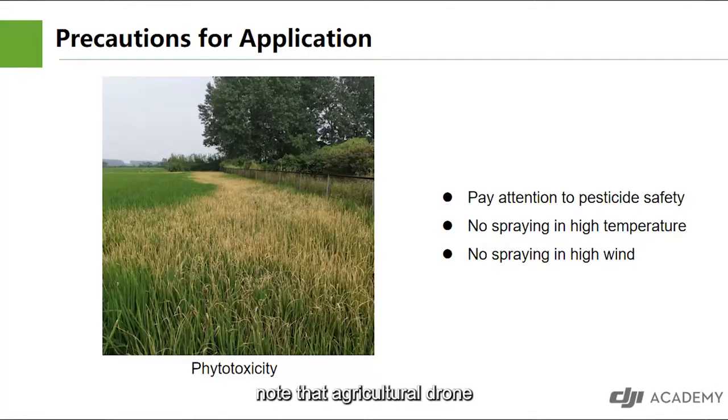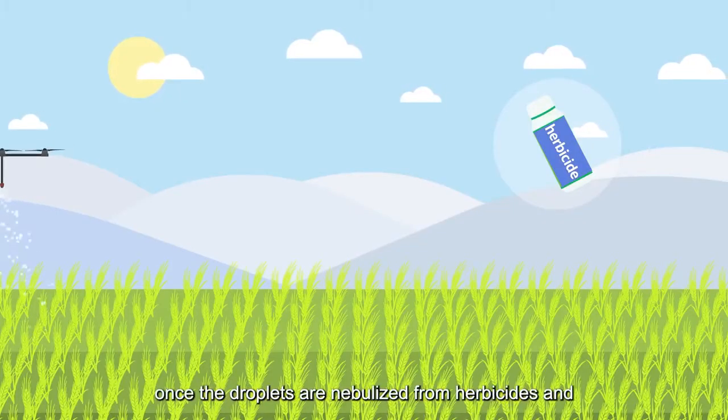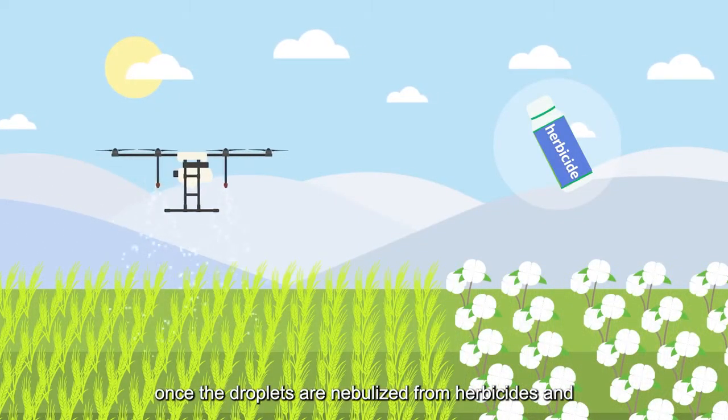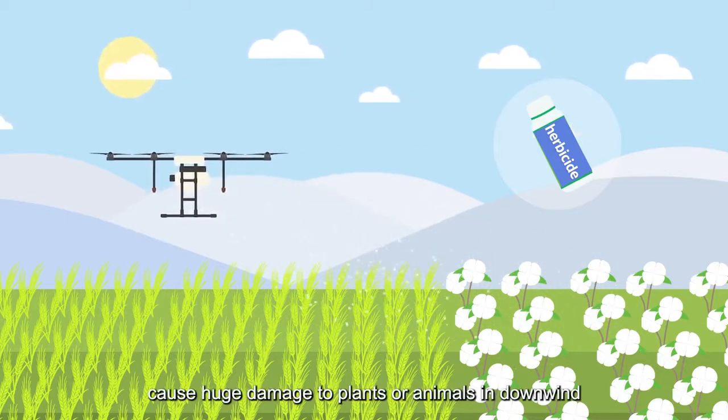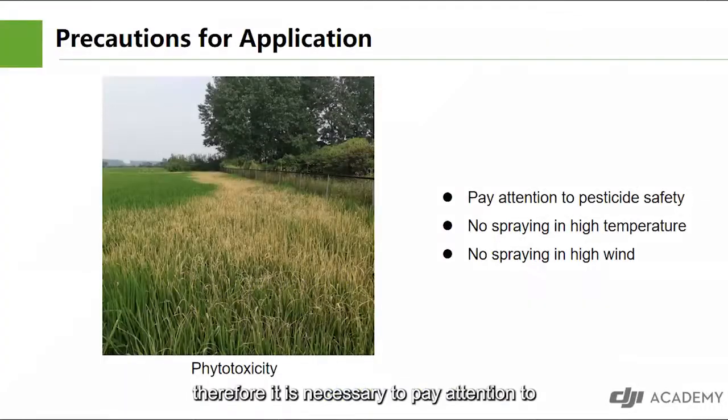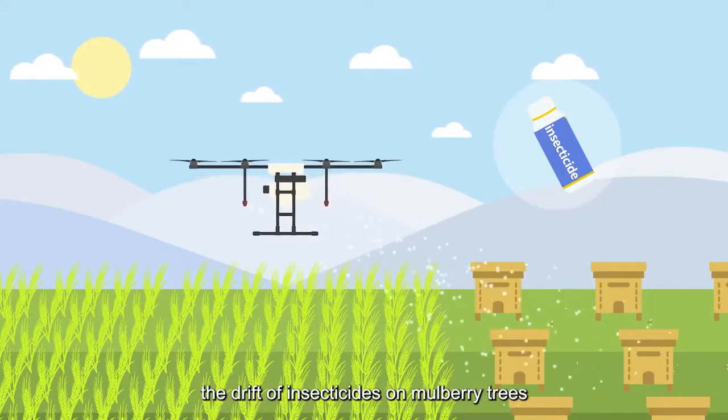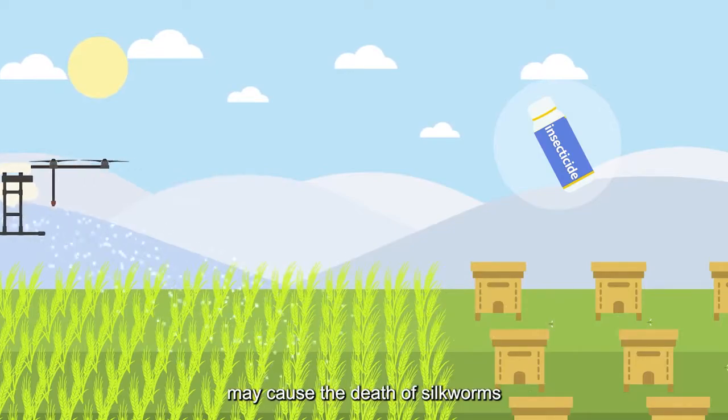However, we should also note that agricultural drones fly at a high altitude, with the small droplets being easy to drift and evaporate. Once the droplets are nebulized from herbicides and some low-safety pesticides drift, they will cause huge damage to plants or animals in the downwind direction. Therefore, it is necessary to pay attention to: 1. Distinguish the safety of pesticides and evaluate whether the pesticides are safe for downwind crops in advance. For example, the drift of insecticides on mulberry trees may cause the death of silkworms.